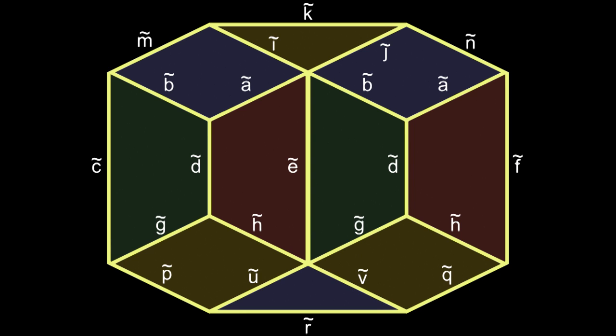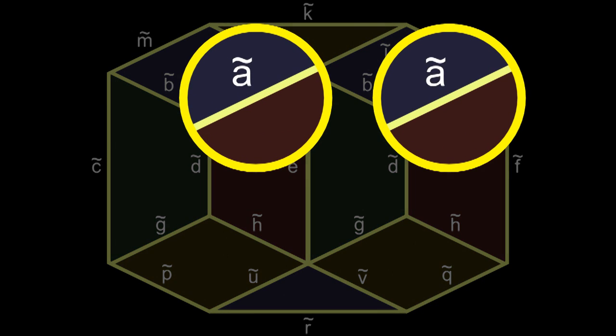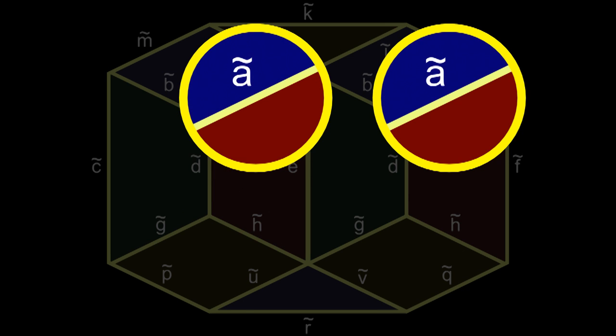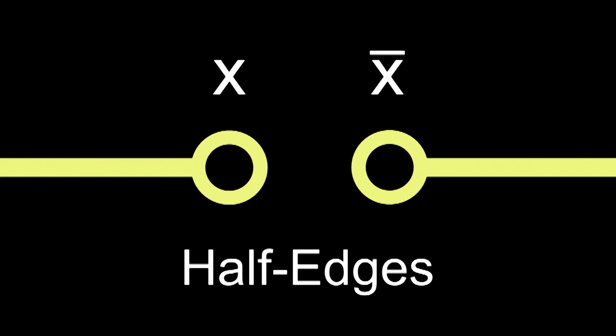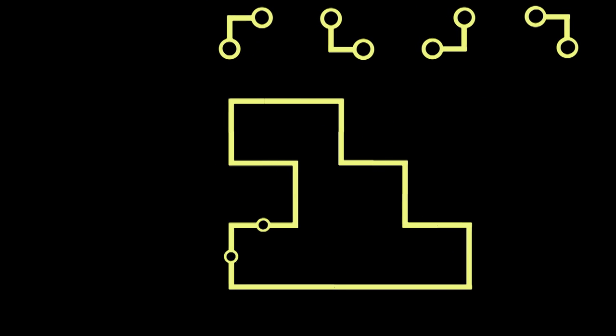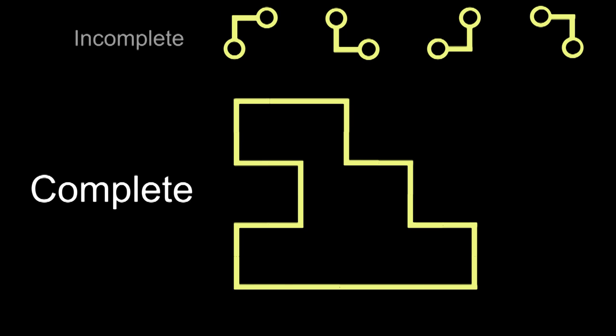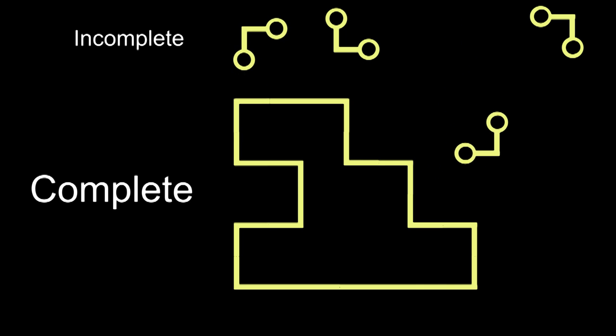My method begins with an input shape. The faces of the shape can be filled in with different colors. Each edge is labeled based on local similarity. 2 edges have the same label if they have the same angle and the same colors on the left and on the right. Every edge can be cut in half. It can be split into 2 half edges. And we can reverse this. We can glue the half edges back together to make a full edge. We can glue many half edges together to construct a large graph. A graph is complete if it has no remaining half edges, and so it can't be glued to anything.